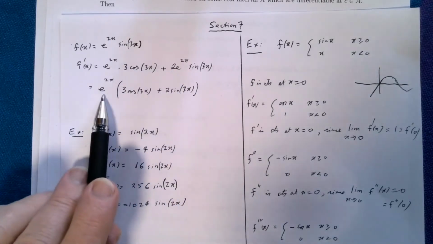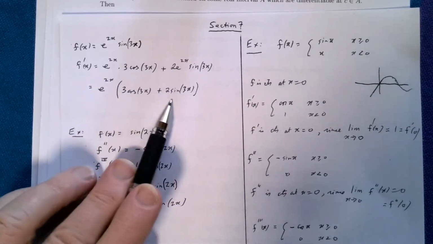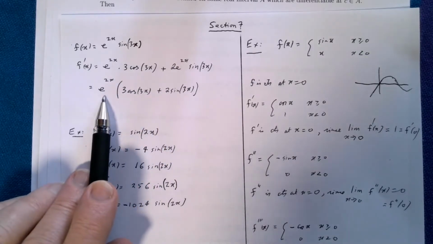And then finally all I've done here is factor out an e to the 2x just to tidy it up a little bit. So there's an example of the product rule.